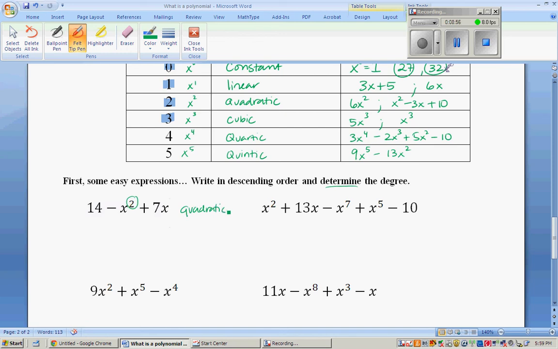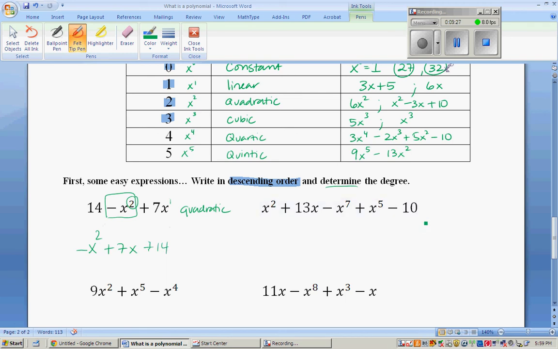And when they say to write it in descending order, what this means is you take your highest exponent and you start to go down from the highest to the lowest. So the highest exponent is a negative x squared. The next exponent would be x to the 1, which would be right here. So we're going to say plus 7x. And then lastly, I'm going to write my constant, plus 14.